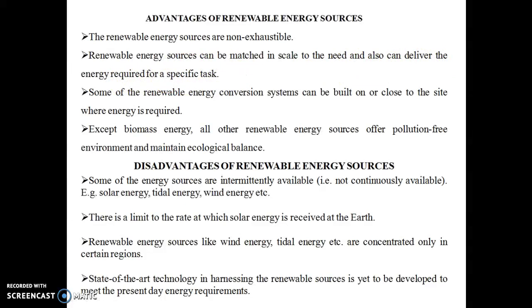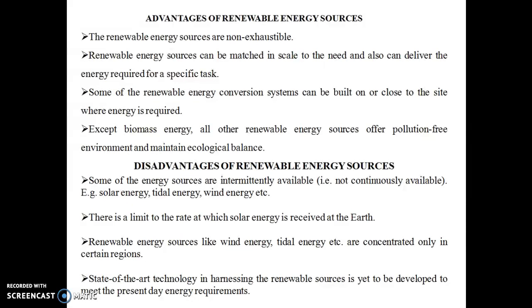Then some of the renewable energy conversion systems can be built at or close to the site where energy is required. Wherever we want to extract and utilize the energy, in that location itself we can start to build a renewable energy system. Except biomass energy, all other renewable energy sources are pollution free.